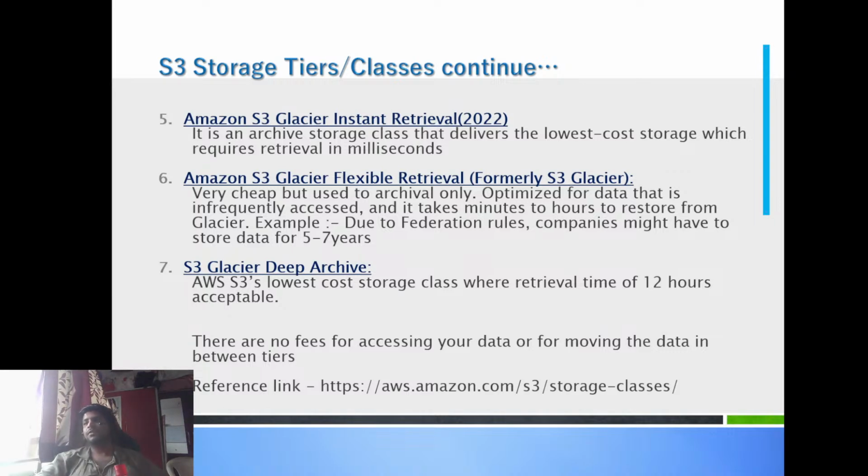There are no fees for moving your data from one tier to another tier. So you can always move the data from Standard to Infrequent Access, Infrequent Access to One Zone or Glacier. There is no charge if you are moving the data from one storage class to another. But remember, moving from Glacier back to Standard won't be possible because the data is archived. So archived data cannot be moved to Standard. But from Standard, Infrequent Access, or Infrequent Access One Zone, you can move to Glacier. So that is the hierarchy.